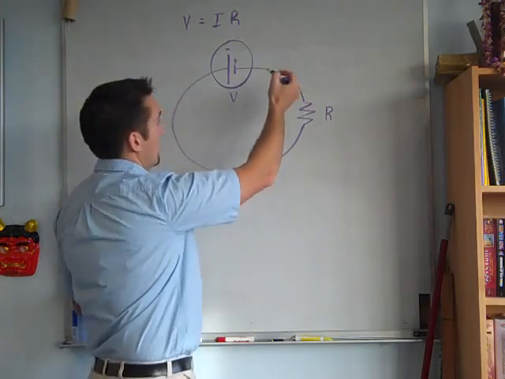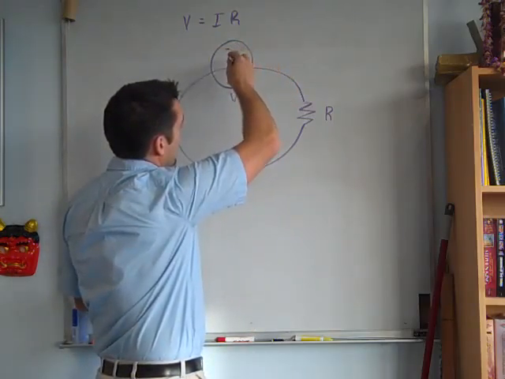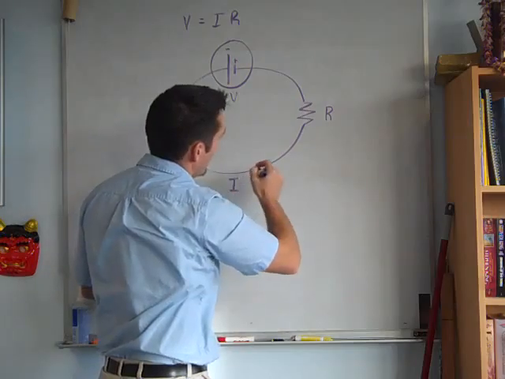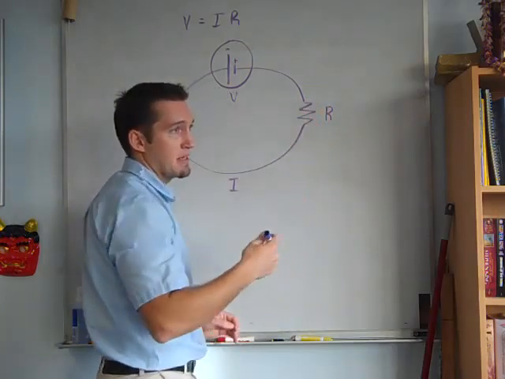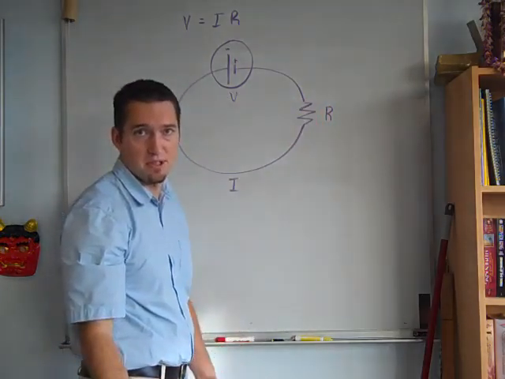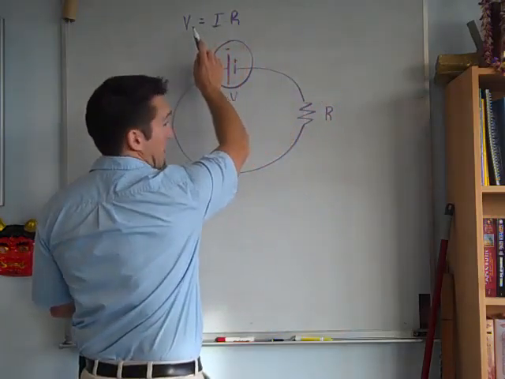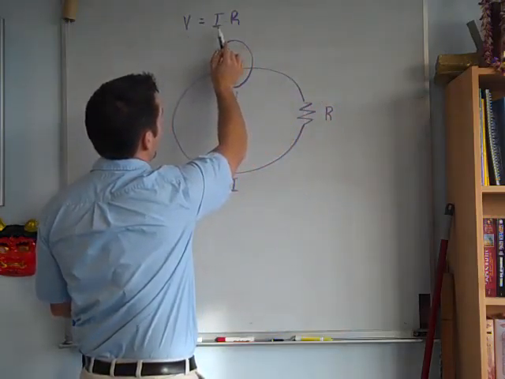So, again, Ohm's Law starts with a voltage source. The electrons flow through the circuit, and they're impeded by some amount of resistance. And that relationship is mathematical. It's described as V equals I R.